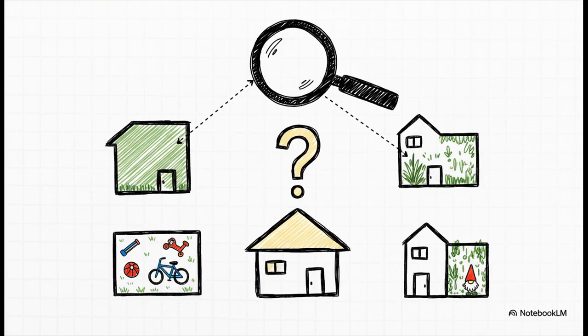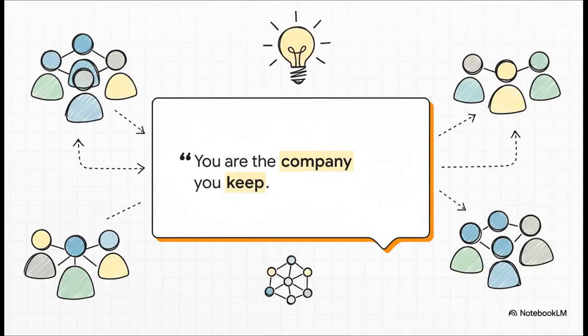You just look around at the houses right next to theirs. Are their lawns perfect? Are there bikes and toys all over the yard? You start picking up clues from the people living closest to them. It really just boils down to that old saying, you are the company you keep. We kind of just assume that people are a lot like those they live closest to. And that simple human instinct, that's the secret sauce to the entire algorithm we're about to unpack.